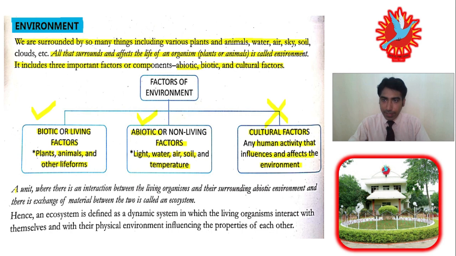So what is an ecosystem? An ecosystem is a unit where there is an interaction between the living, meaning biotic components, and their surrounding abiotic component, and there is an exchange of material between these two components. So this area or this place is called an ecosystem. Hence an ecosystem is defined as a dynamic system in which the living organisms interact with themselves and with their physical environment, influencing the properties of each other.